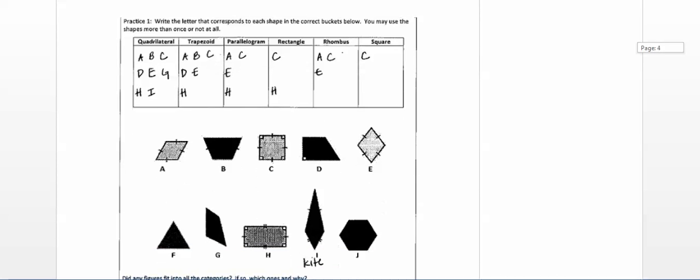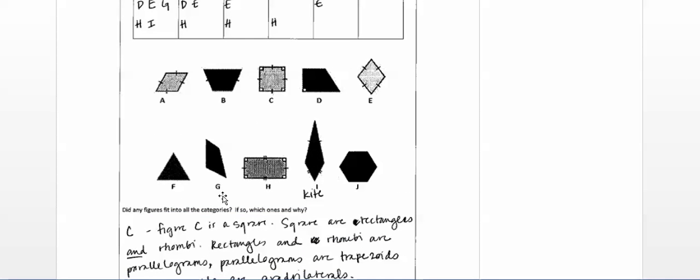All right, we have a classifying, like a bucketing practice here, where we identify that there are some figures like F and J that are not quadrilaterals. There are other figures like G that are only a quadrilateral. They don't meet the classification of a trapezoid because we don't have at least one pair of parallel sides. Then we have all these parallelograms that are not only trapezoids, but they are also having two pairs of parallel sides. Then we have some that are rectangles and some that are just squares, right? So then we ask this question: did any figures fit into all the categories?